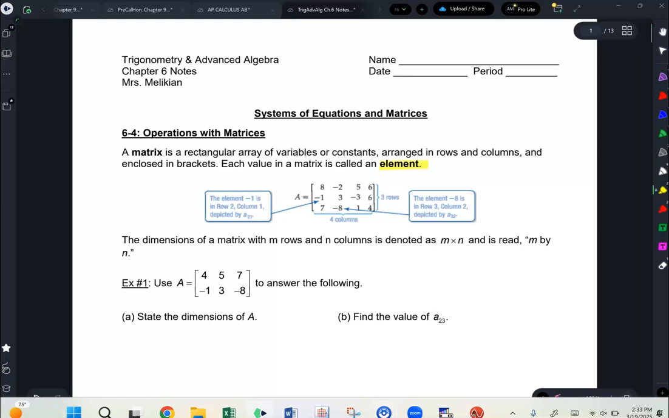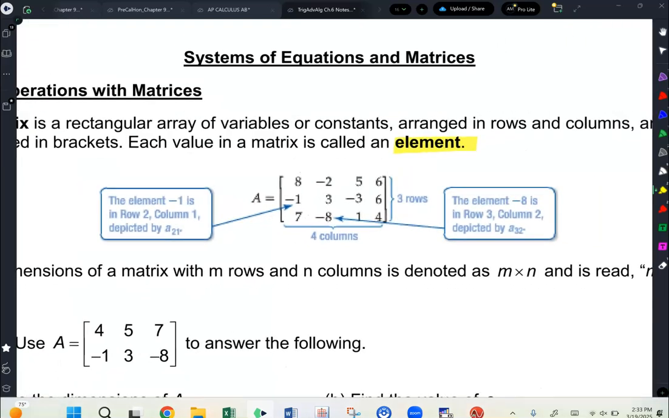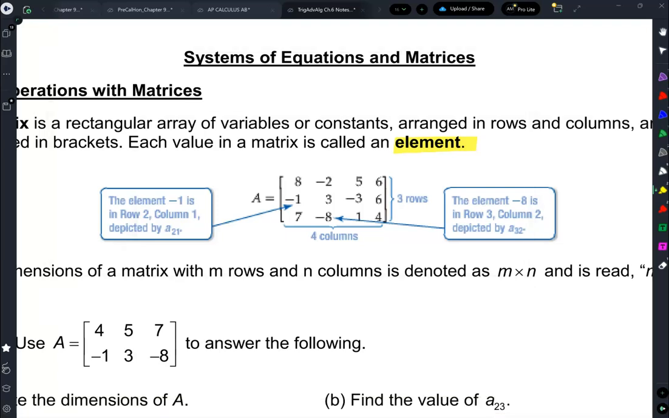Okay? Okay, now, in here, you have rows. The rows go horizontally like this. So you have 1, 2, 3 rows. And then you have 1, 2, 3, 4 columns.